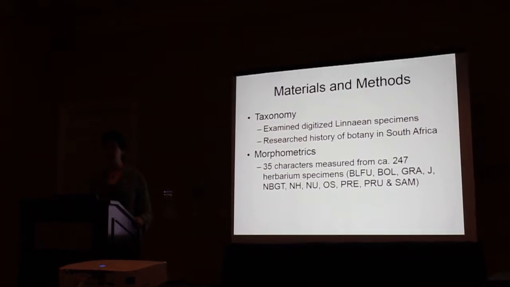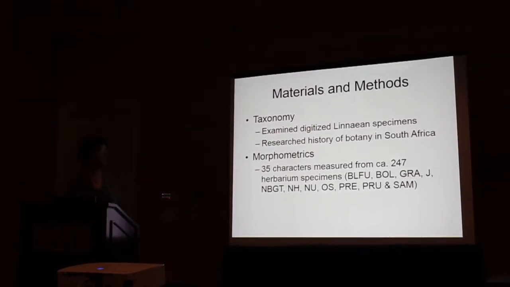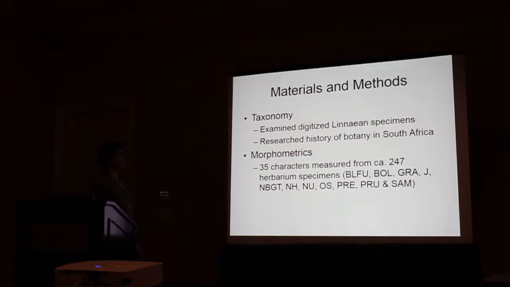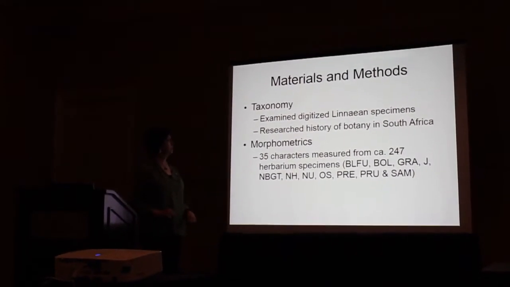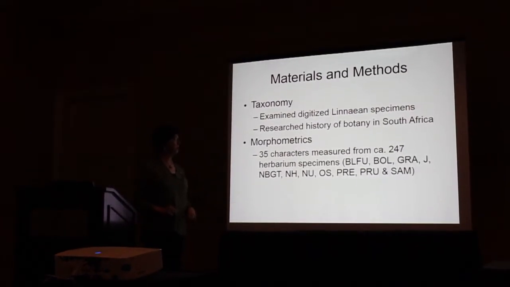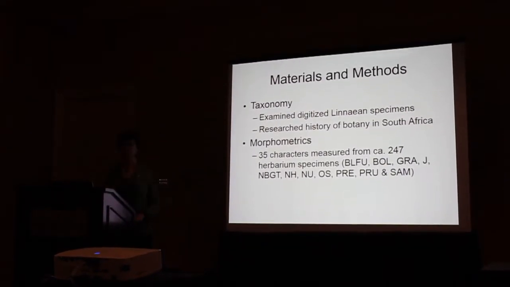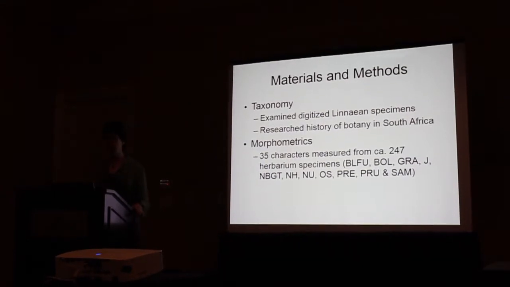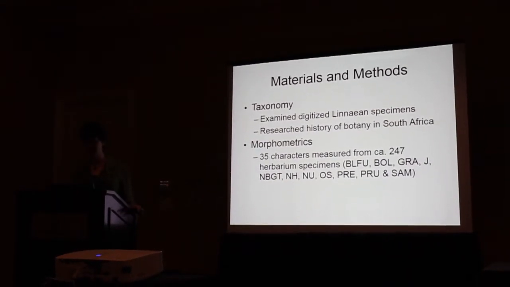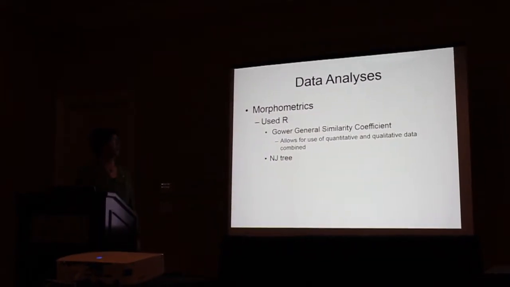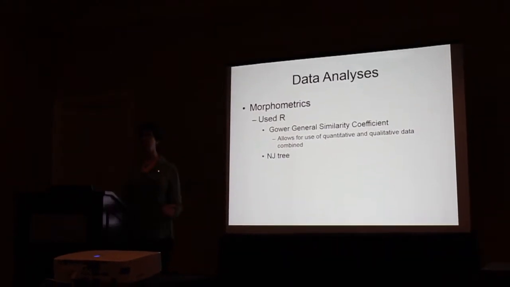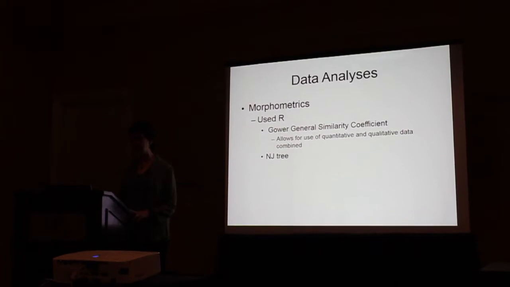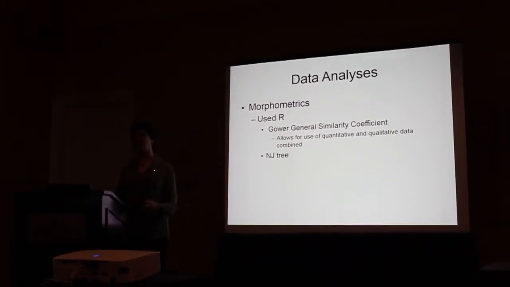After looking at these specimens very carefully, I did come up with about 35 characters that I could use to try to tease apart some of the species diversity. And so I looked at specimens from herbaria from southern Africa. I was able to measure 247 of the 400-odd specimens that I had borrowed. I was on sabbatical last fall, and one of the things you do on sabbatical is finish projects, so I got to do the morphometrics, but in order to analyze it, I had to learn R.